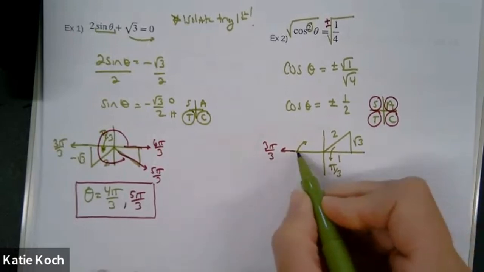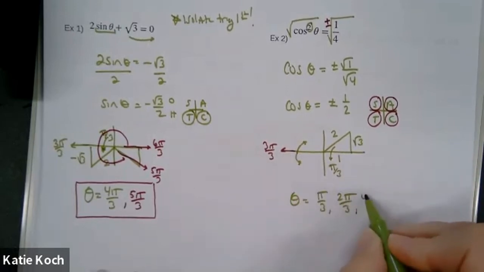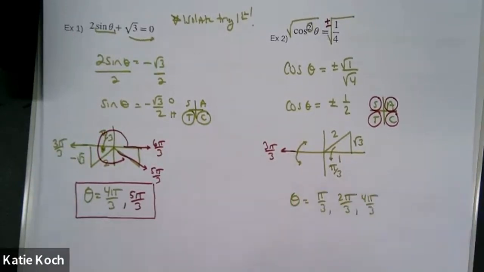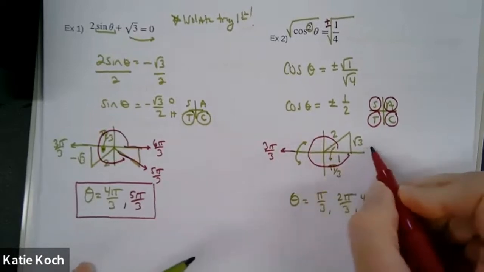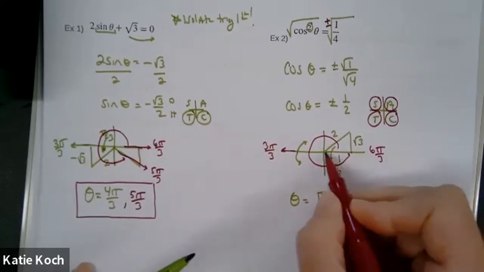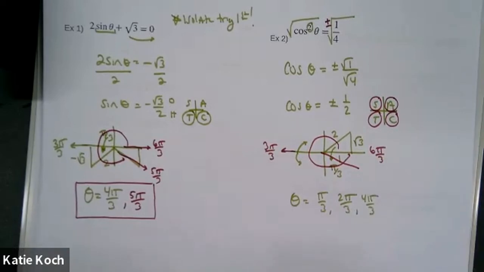In quadrant 3, I'm going to be down here at 4 pi thirds. And then all the way around the circle, remember, this is 6 pi thirds. So I want 1 shy of that, giving me that 5 pi thirds.